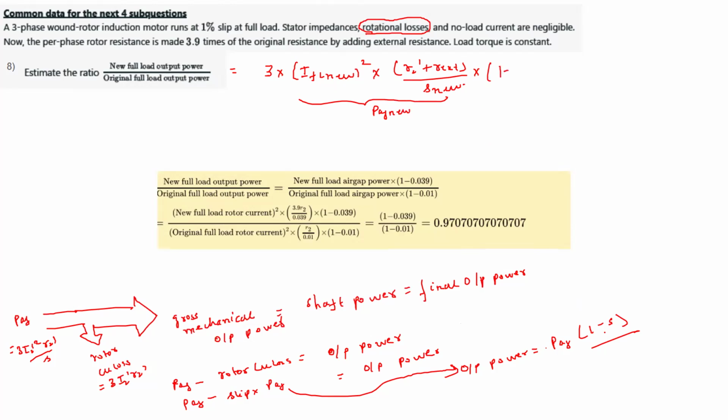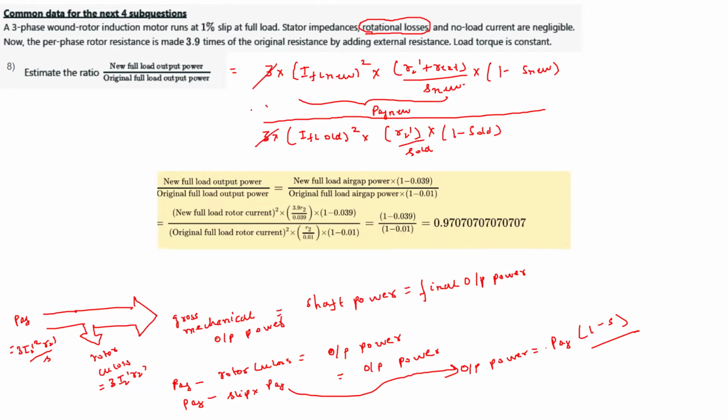Air gap power into 1 minus slip new will give me the new full load output power. This is 1 minus S new, divided by the air gap old into 1 minus S old. Air gap old is 3 into I full load old square into R2 dash by S old, because in the earlier circuit it is R2 dash only. In the original circuit only R2 dash is there, but in the new circuit it is R2 dash plus R external. So you see 3 gets cancelled.